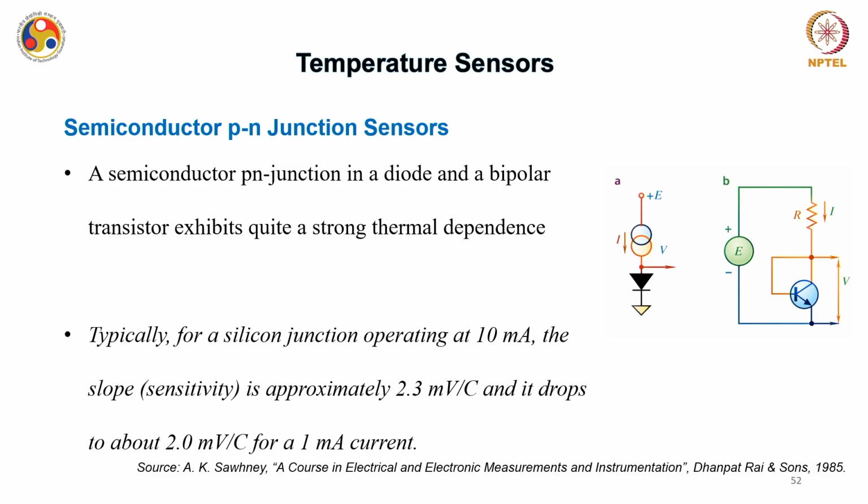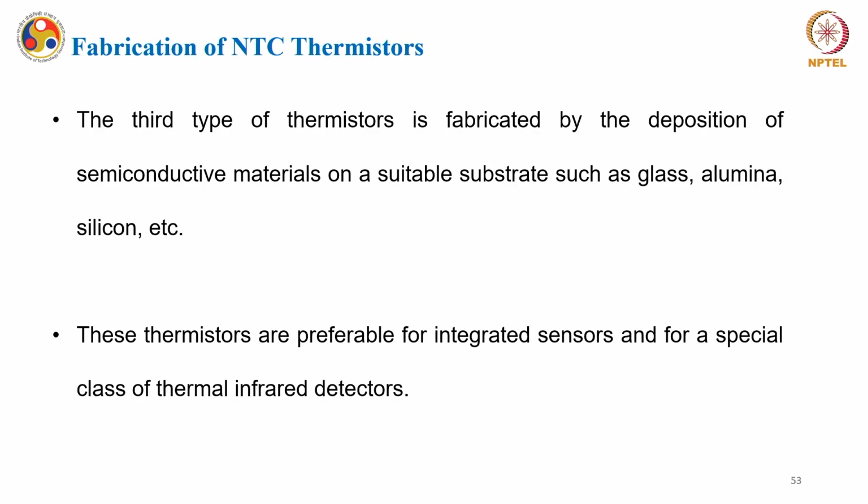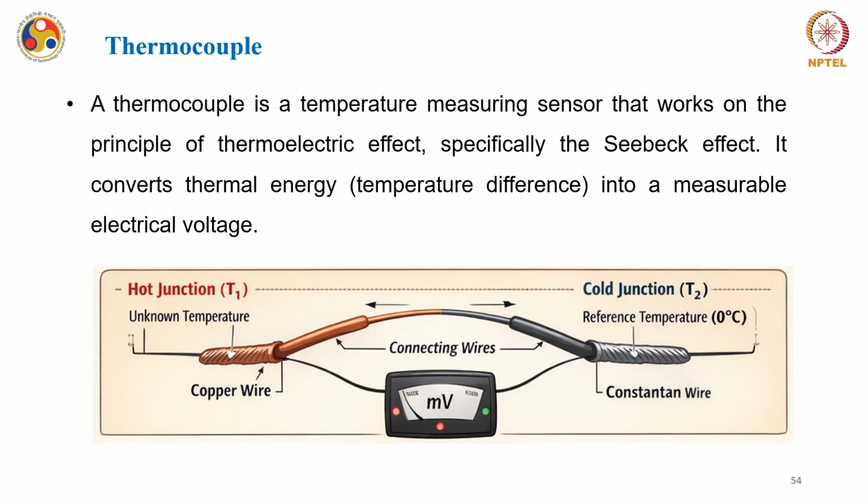Typically for a silicon junction operating at, say, 10 milliamp, the slope, which is basically the sensitivity, was found to be approximately 2.3 millivolt per degree Celsius, and it drops to about 2 millivolt per degree Celsius for a 1 milliamp current, and we utilize this principle for very accurate measurement of temperature. Then we saw thermistors in detail, with different sizes and shapes available in the market. Thermocouple was another temperature sensor that we saw in detail, and they are based on the Seebeck effect.